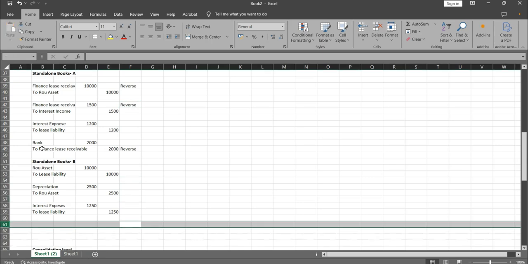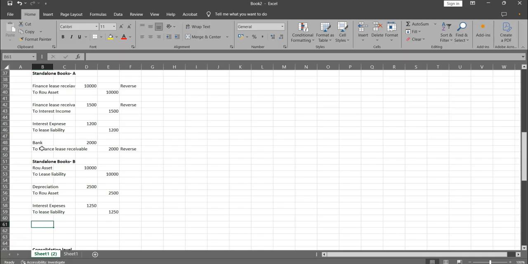Sorry, I forgot to book this entry, which is relating to lease liability to bank, payment of rent charges, which was 2000. So we will reverse this entry as well, but a partial reversal with respect to lease liability.